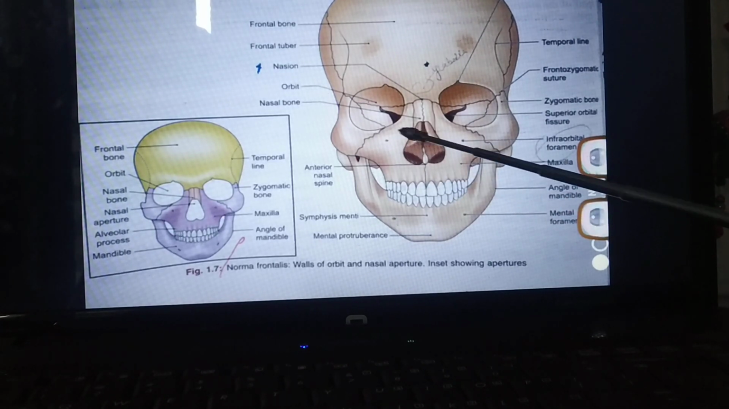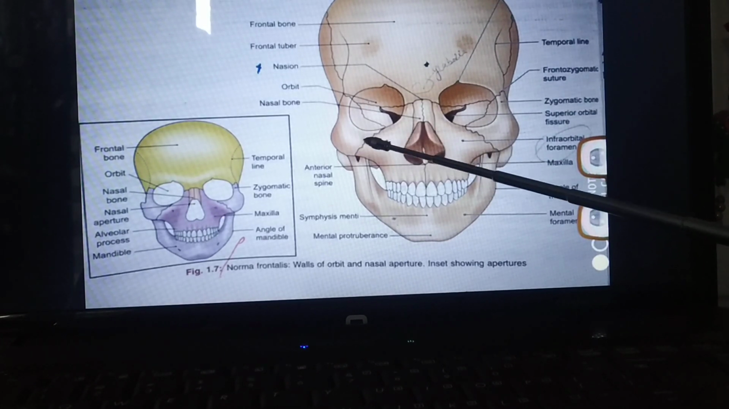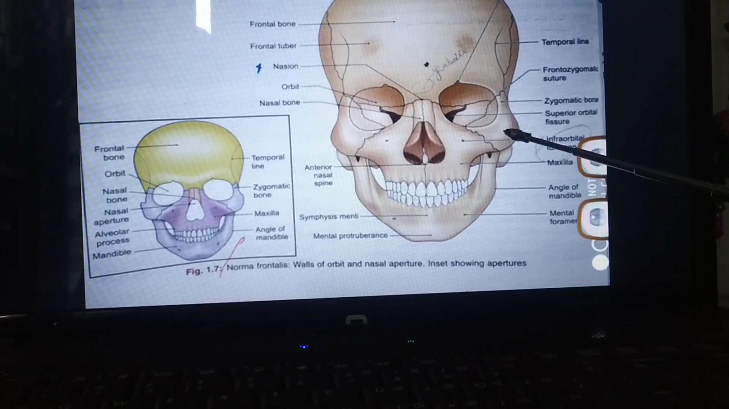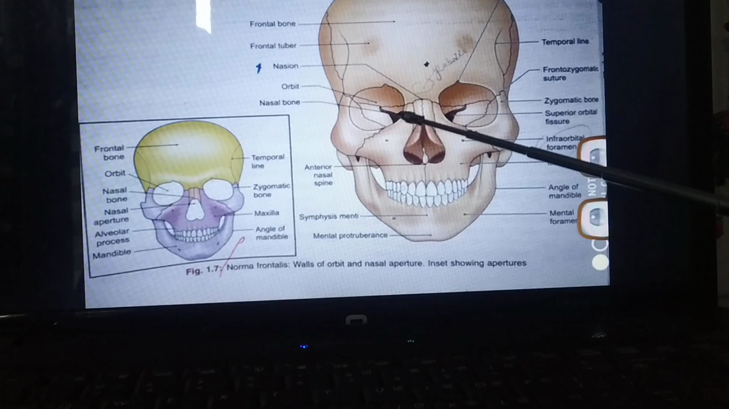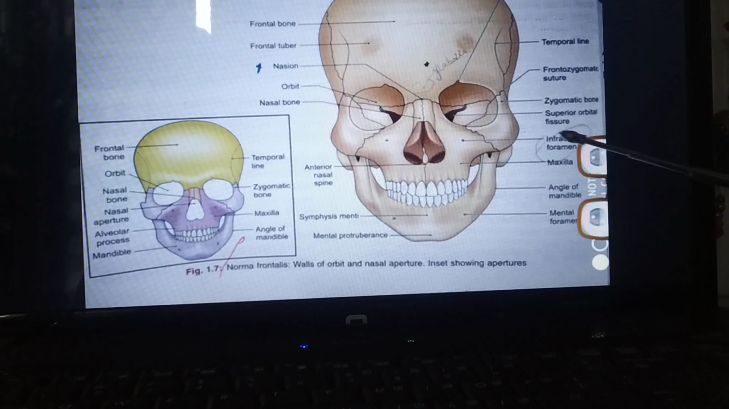So what are these? These are the maxilla. Then what are these things over here? These are our zygomatic bones. All of this over here is the zygomatic bone. So what is this? This is a hollow space. When we see the orbit, these are the superior orbital fissures. Then when we come down, this is a foramen. What is this known as? This is known as the infraorbital foramen.